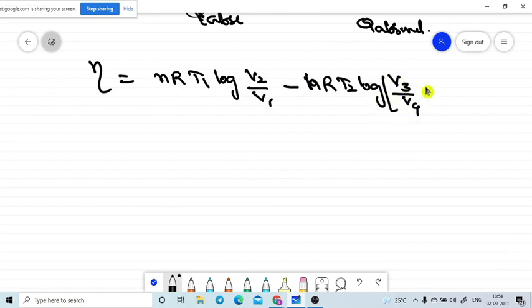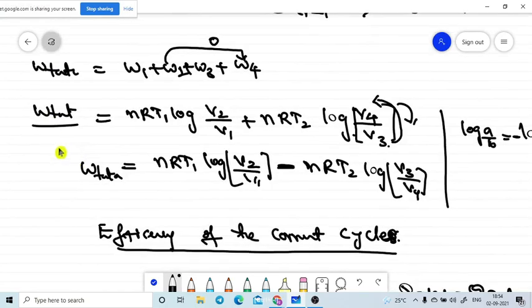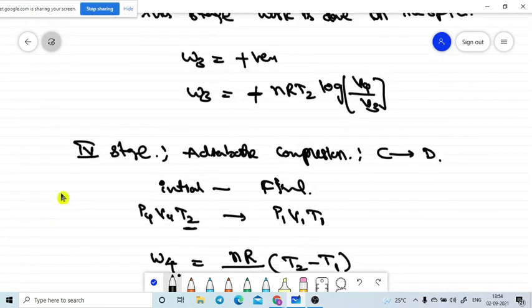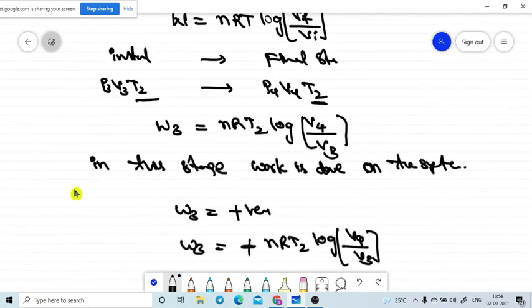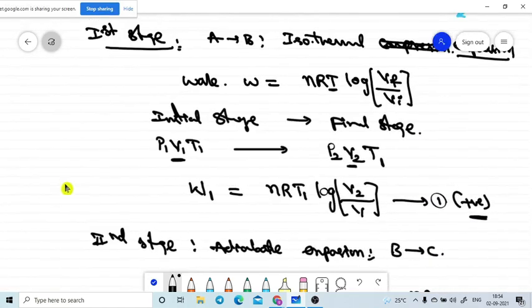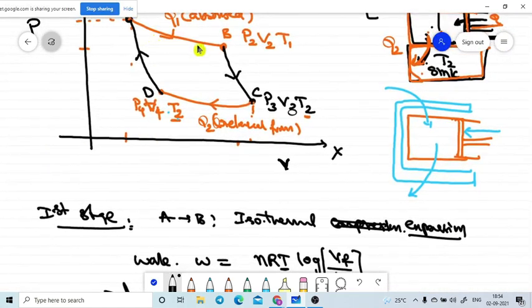V3 by V4, divided by Q absorption. Q absorption, what is the value? Q absorption is nothing but the work done in the first process, the work done in the first stage. So let me take this value. This value is nothing but the work done in the first stage.